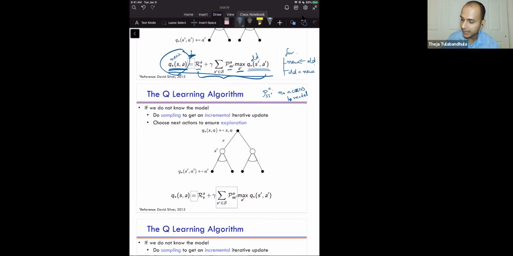We're going to do basically sampling, which means that we're not going to take an expectation here. So if you look at this, this is an expectation operation, an averaging operation. Instead of an averaging operation, we're just going to take one sample, essentially.